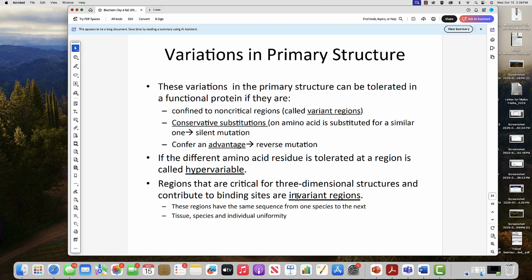So regions that are critical for three-dimensional structure and contribute to binding sites are called invariant regions. Non-critical regions in a protein are called variant regions. And it's important to understand this, because if you're doing drug development and you're trying to develop a peptide drug to target a specific protein, for example, in insulin for patients with diabetes, you don't want to cause a change in the invariant region, because that will cause the protein to be inactive or non-functional.